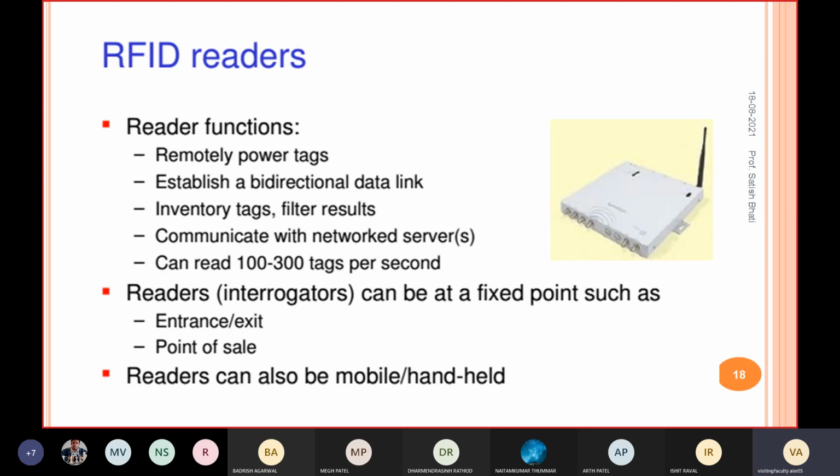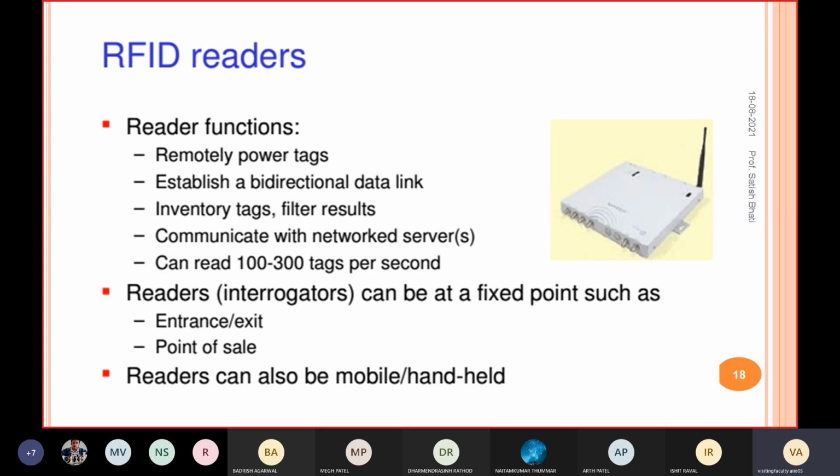This RFID reader, you can fix it at some fixed point, such as the entrance or exit. For example, you have a warehouse where you want to use the RFID system. What you will do is keep this reader at your entrance or exit door. So whenever some item comes inside your warehouse, you can track or find it, and whenever it goes away from your warehouse, that information you can also get.